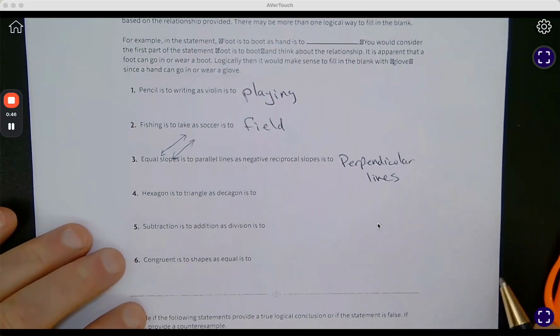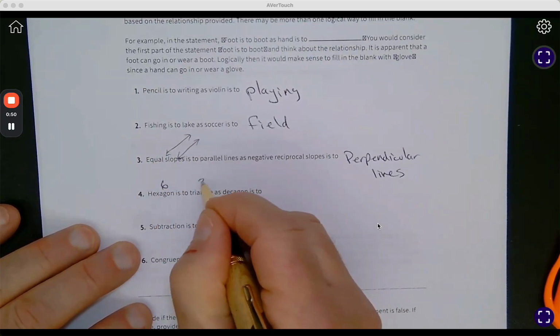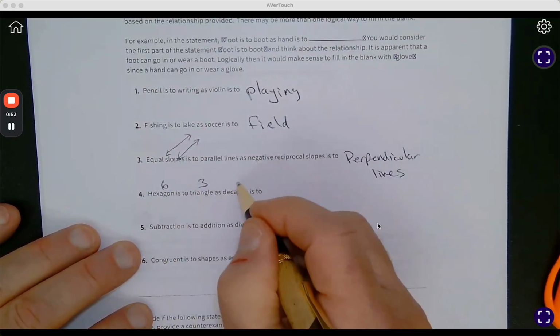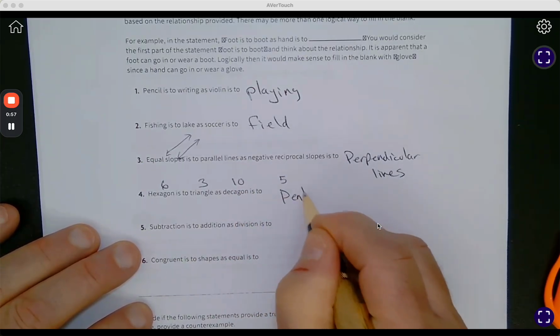All right, hexagon is to triangle as decagon is to. Well, a hexagon has 6 sides. A triangle has 3 sides, so it's half. A decagon has 10, so what has 5? Pentagon.